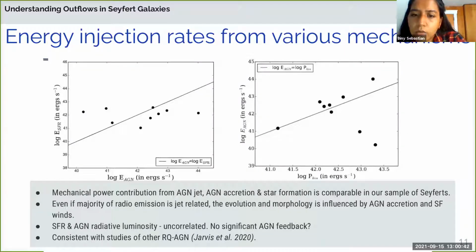So my actual question is that most of your sources are kind of close to this one-to-one line, except for the two sources that you have down there with the power in radio being much higher than the accretion. So what is special about those two sources? What is the difference between those two and the rest of your sample? I mean, I have to go back and look at those two sources. Now I don't remember which ones those were. Yeah, that's something else. Fine.